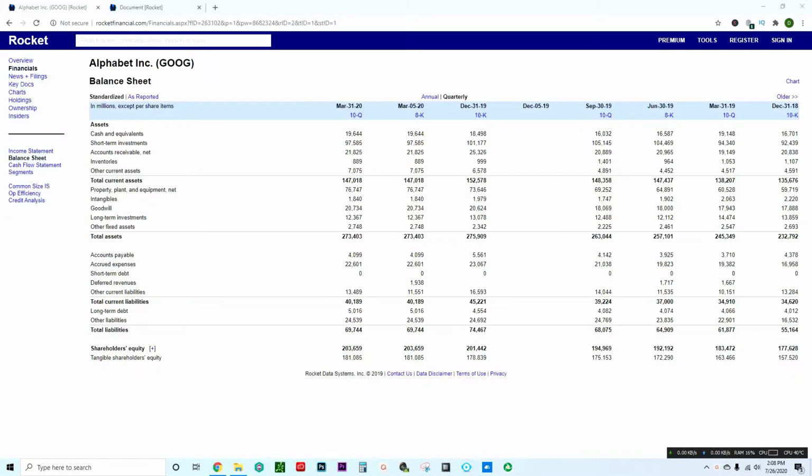So we're going to start by analyzing Google. So we want to find out what their debt situation is and how financially healthy they are, and if they're going to be able to pay their debt. If they have too much, we want to find out that information. So we want to start on the balance sheet from the most recent quarter.